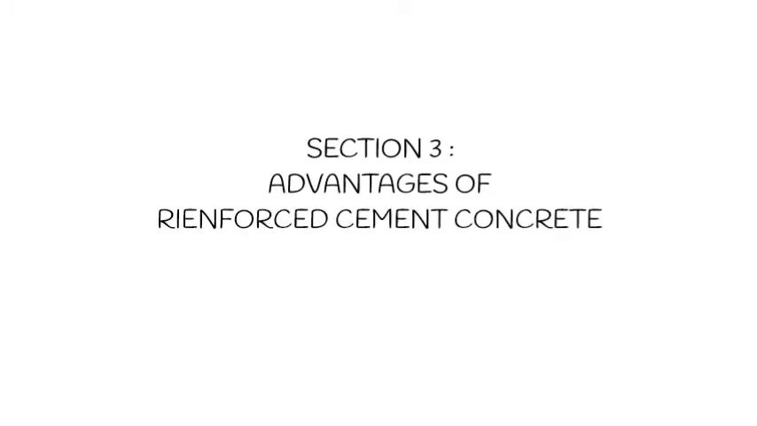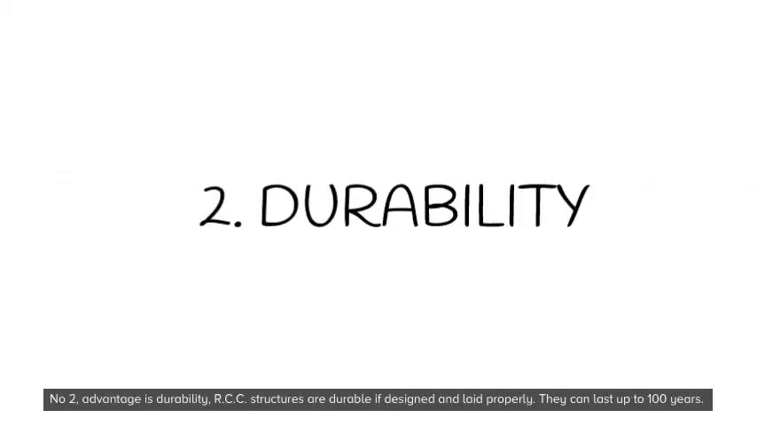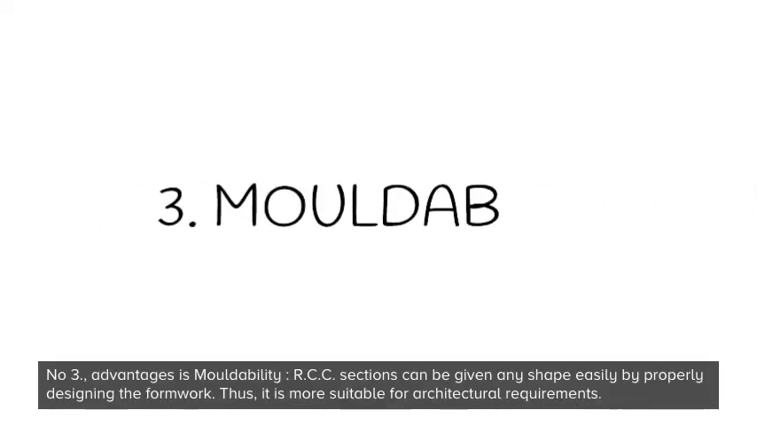This section is about advantages of reinforced cement concrete. Number 1 advantage is strength. RCC has very good strength in tension as well as compression. Number 2 advantage is durability. RCC structures are durable if designed and laid properly. They can last up to 100 years. Number 3 advantage is moldability. RCC sections can be given any shape easily by properly designing the formwork. Thus, it is more suitable for architectural requirements.